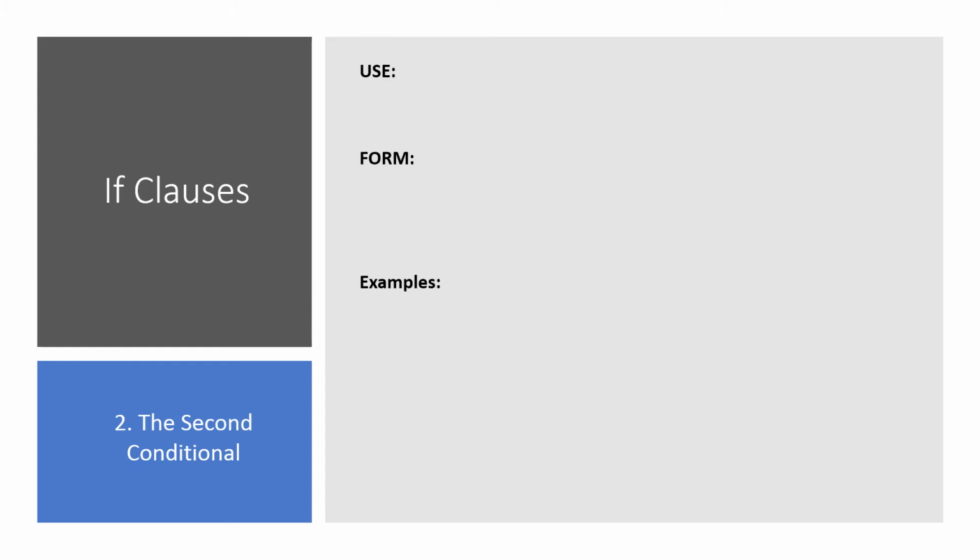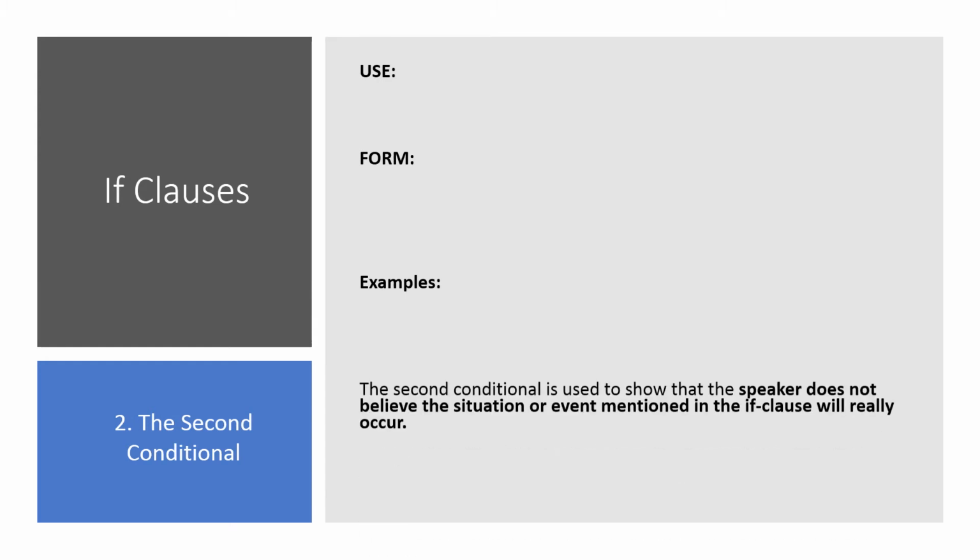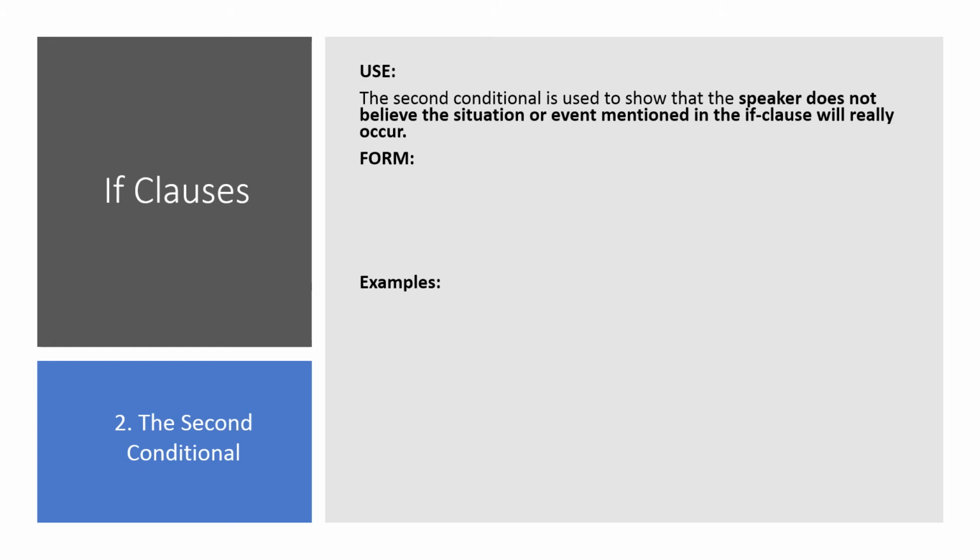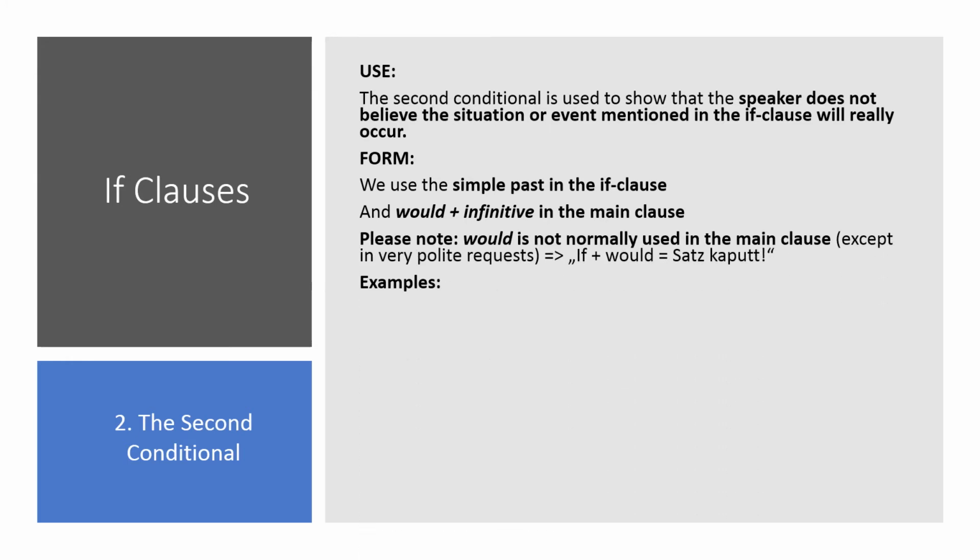So when do we use the second conditional? Well, the second conditional is used to show that the speaker does not believe the situation or event mentioned in the if clause will really occur or happen. And this is formed by using the simple past tense in the if clause and would plus the infinitive in the main clause. But please note, would is not normally used in the if clause, except in very polite requests.